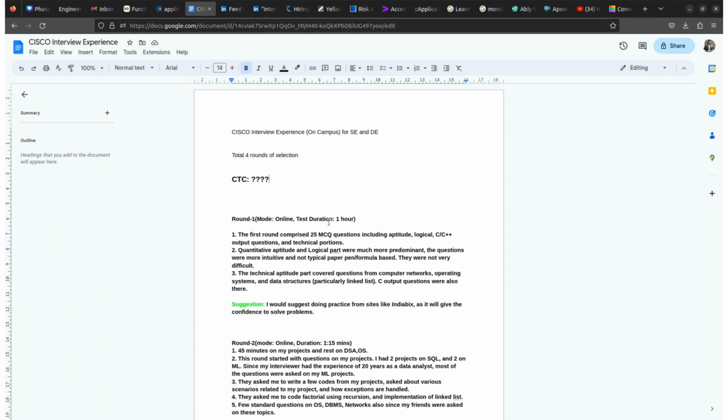So basically, you need some pen and formula based questions, which are basically the aptitude questions. They were not very difficult, but you need some formulas to solve these questions. The third point is the technical aptitude part, which covered all the portions which you have studied in your B.Tech, like computer networks, operating system, data structure, DBMS, C++, etc.